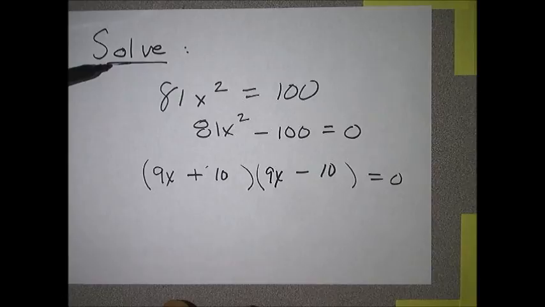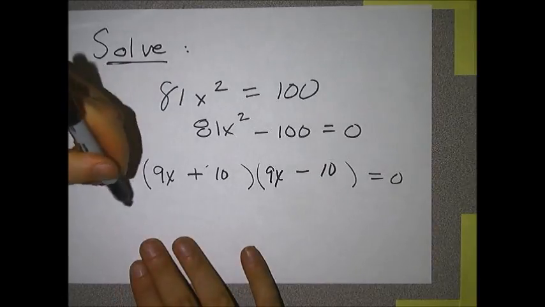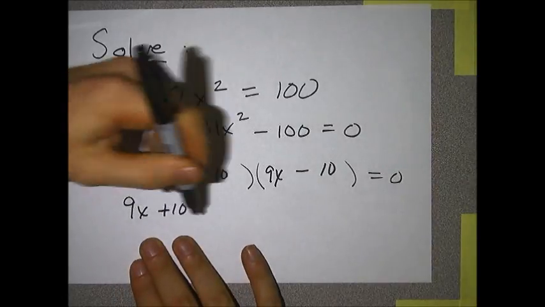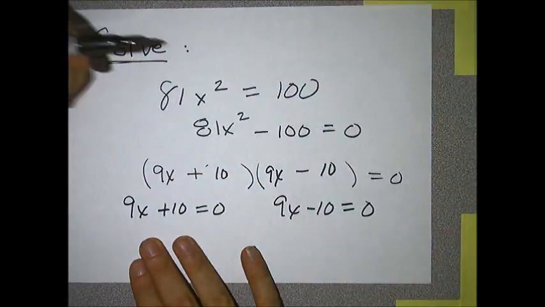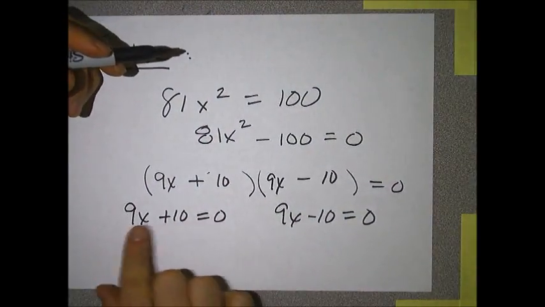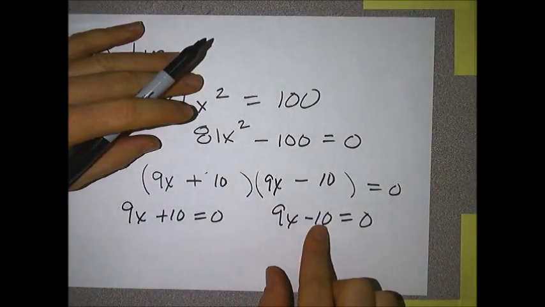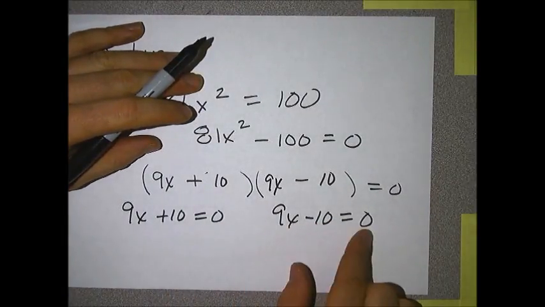and then we don't want to forget that we're solving. So to solve means to take each one of these individually and set them equal to 0. And to solve, we would subtract 10, divide by 9. For this one over here, we would add 10 and divide by 9.